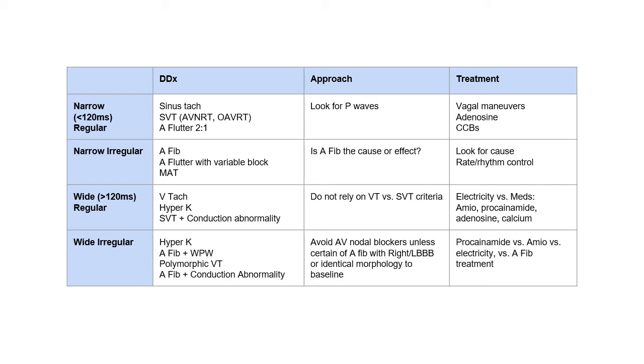Hey, is this Vtac or is this SVT with a conduction abnormality? Is this SVT with a left bundle? It's very hard to distinguish. There are some ways to distinguish it on EKG, but the easiest way is to just look at a prior EKG if you have it. If they have a bundle branch block on their prior EKG, then you can suspect it's more likely to be SVT.